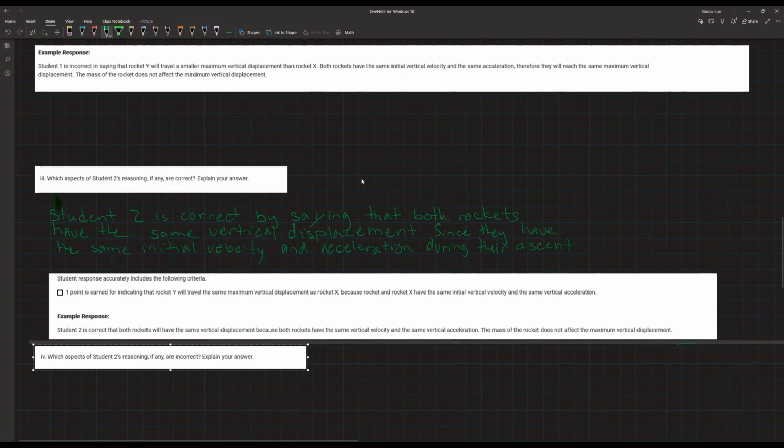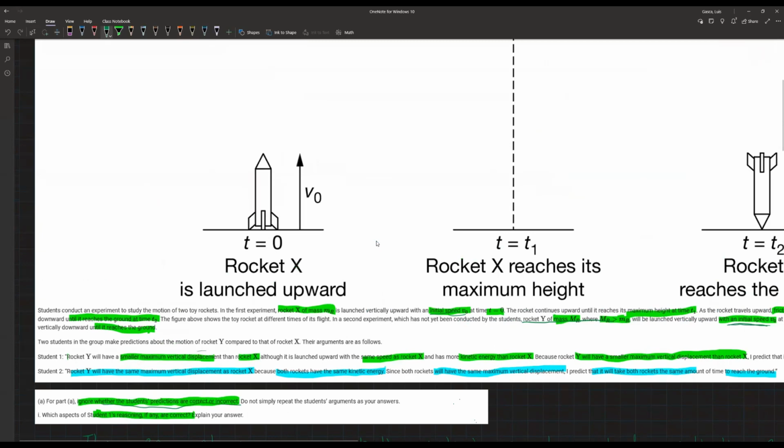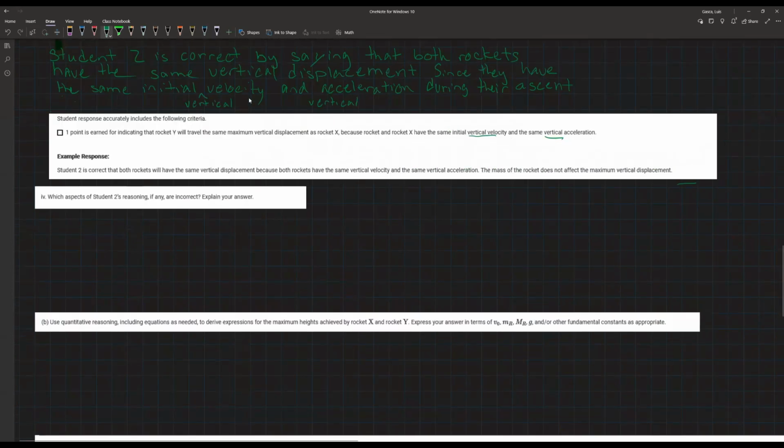So here, I wonder if I would have lost points. Let's see here. Yeah, because I didn't say the same vertical velocity. If I were a super stern AP grader, I would be like, well, in which direction? I'm not going to give you the point because you didn't say the direction for velocity and acceleration. So vertical. I think we all understand that these things are moving vertically. Well, whatever. But yeah, definitely be specific.